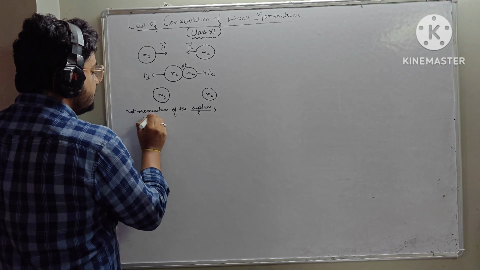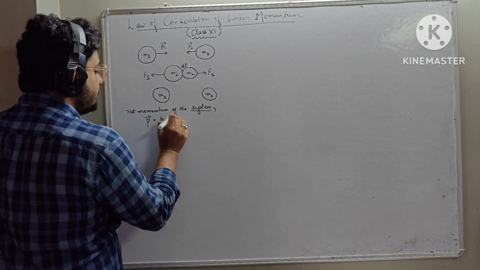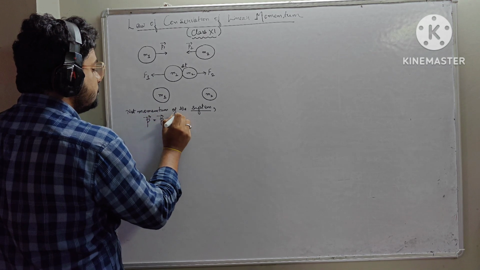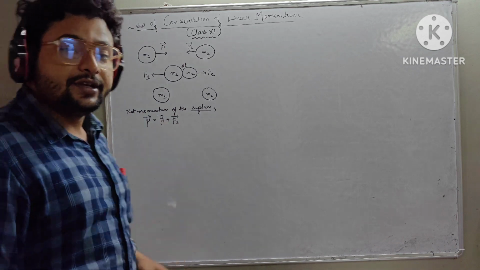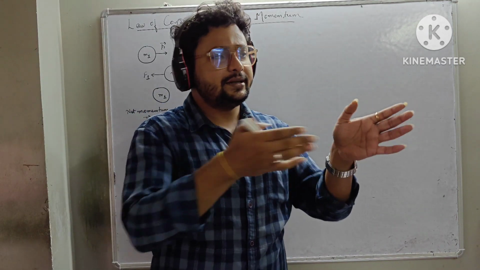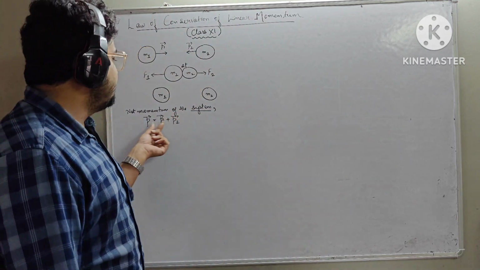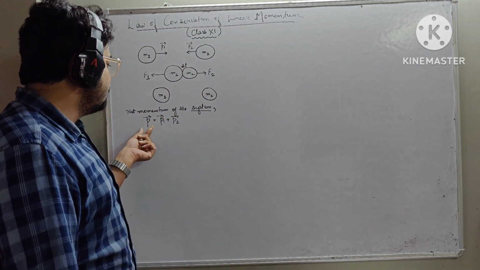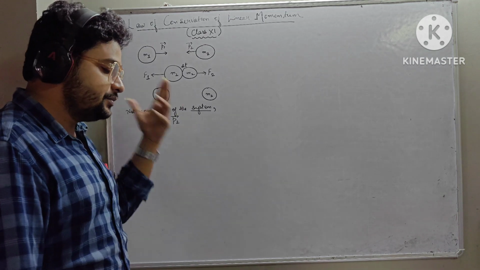So the net momentum of the system is P1 plus P2. I have given it with a vector sign because I don't know whether these two bodies are approaching each other or going in the same direction, so it doesn't matter. That's why I have given the vector sign. So the net momentum of the system will be P1 plus P2.